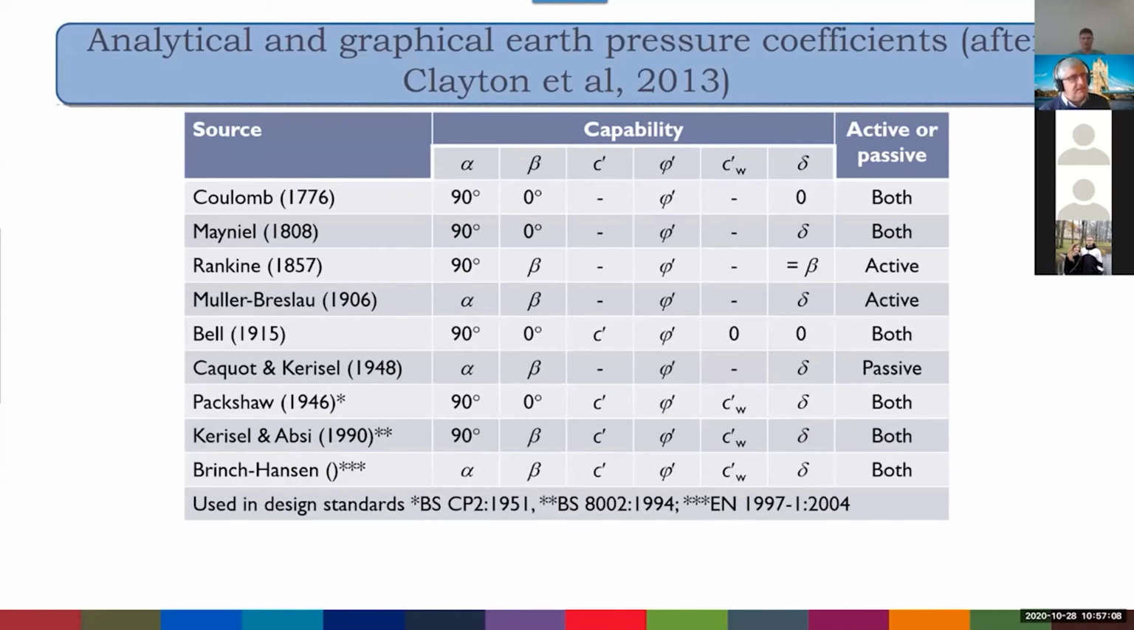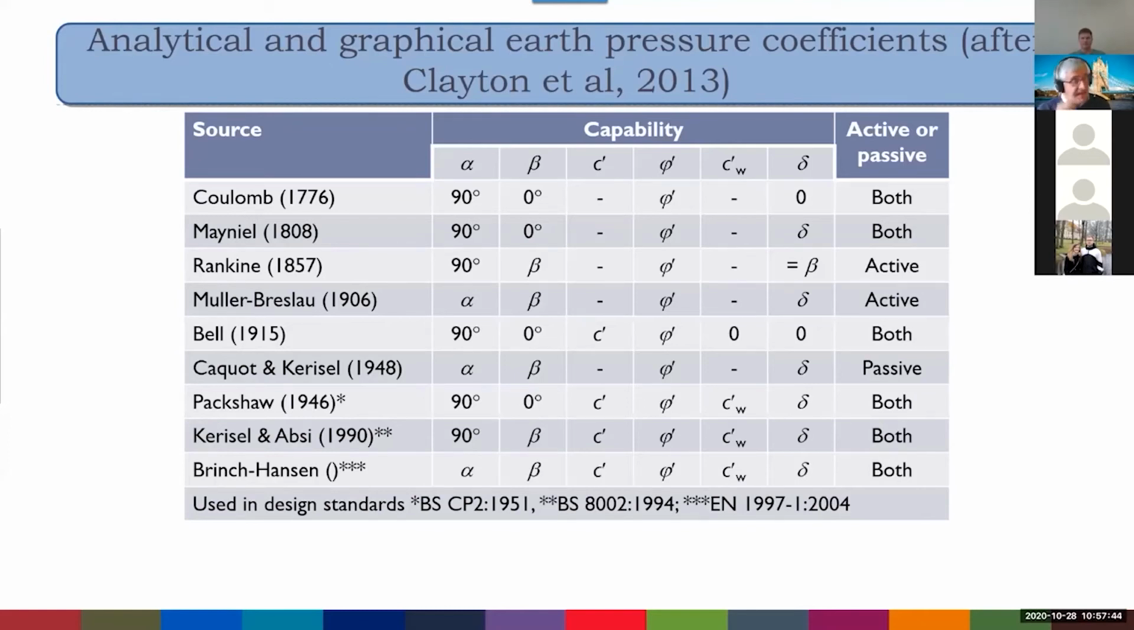Each of the theories that have been developed take into account some, but not all, of the parameters that I listed on the first slide. So alpha is the angle of inclination of the wall. So most of them deal with vertical walls, but Muller-Breslau is dealing with inclined walls, and Brinch-Hansen is dealing with inclined walls. Most of them have a sloping ground surface beta, but Coulomb and Bell don't. Some of them deal with effective cohesion: Bell, Packshaw, Kerisel and Absi, and Brinch-Hansen.